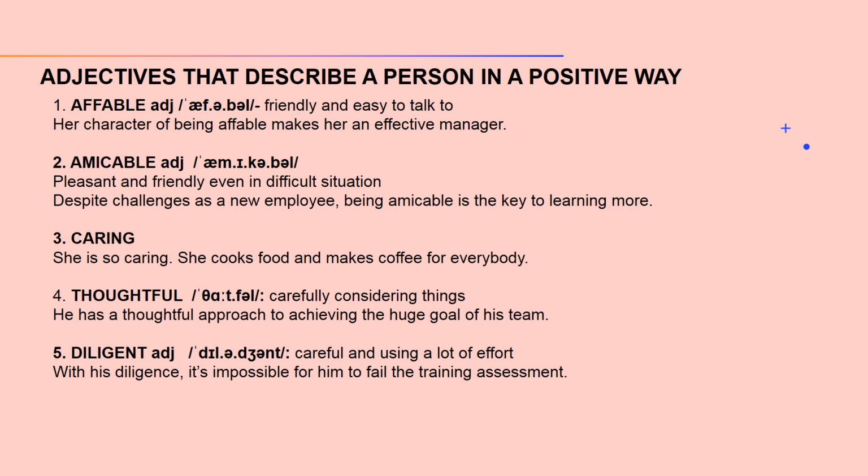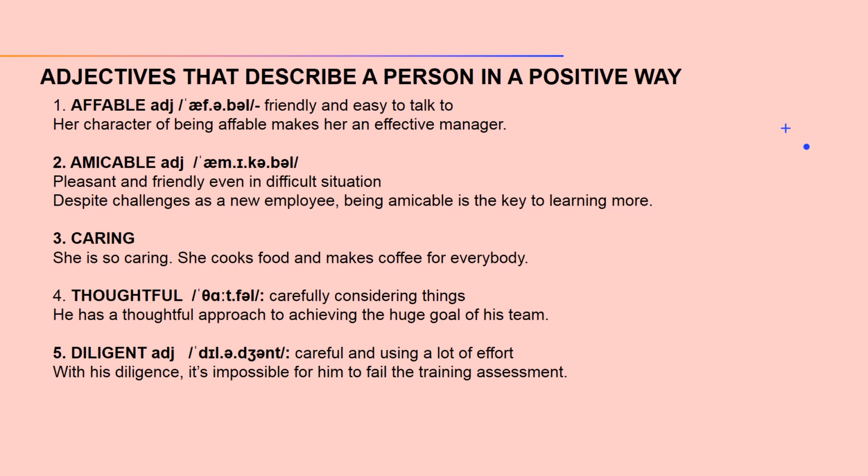Here are adjectives that describe a person in a positive way. 1. Affable. It means friendly and easy to talk to. Her character of being affable makes her an effective manager. 2. Amicable. It means pleasant and friendly even in difficult situations. Despite challenges as a new employee, being amicable is the key to learning more.